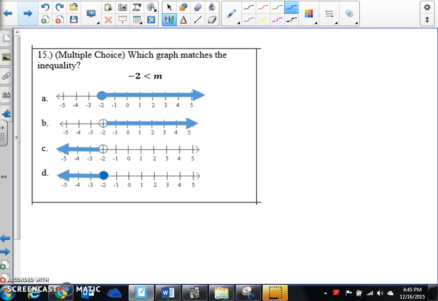Okay, before we graph, the variable has to be on the left. So I need to rewrite this as m -2. The alligator's eating the m, so the alligator needs to eat the m. Since it doesn't have that equal sign under there, it's going to be an open circle. So it's not A and it's not D. I've already got it at a 50-50. Now, since the variable is on the left, I can follow this arrow, and my answer is B.